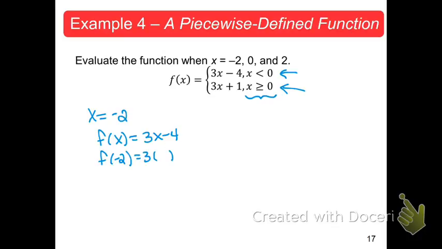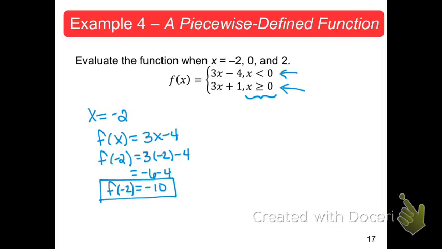So I'm going to build my skeleton. I'm going to plug in that -2, and we're going to work that out. So what's it give me? -6 minus 4, and so I get -10. So we know that the function evaluated when x is -2 is equal to -10.